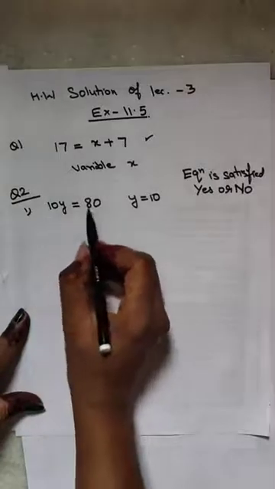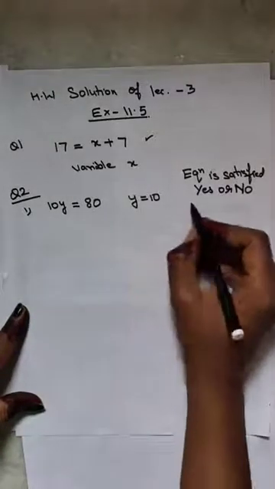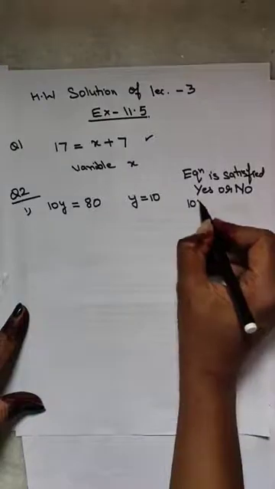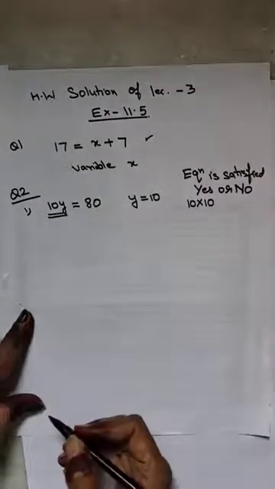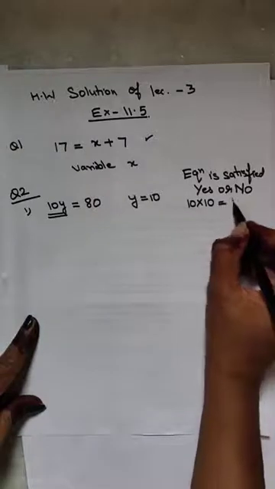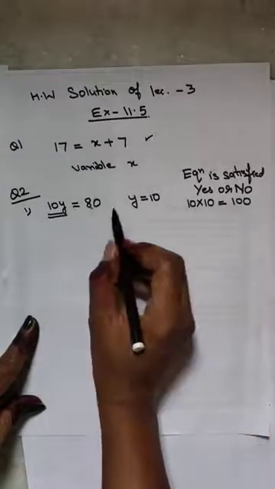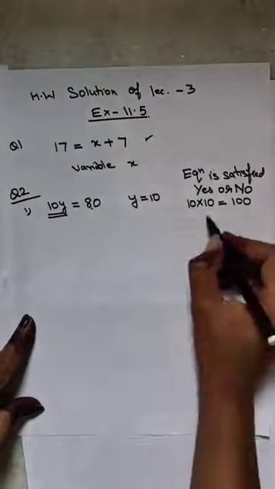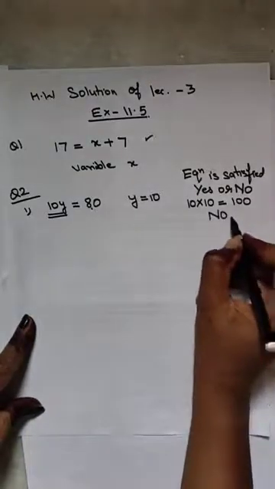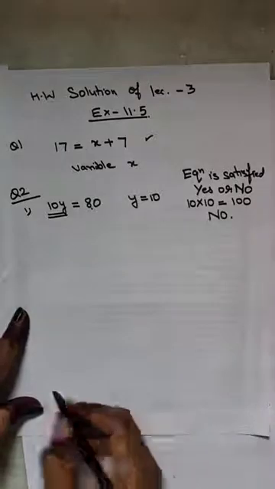Now see, if 10y equal to 80 and y equal to 10, that means we write down here 10 multiplied by 10 for 10y. Okay. So it will become 100. So is 100 equal to 80? Is left hand side equal to right hand side? No. So this equation is not satisfied.